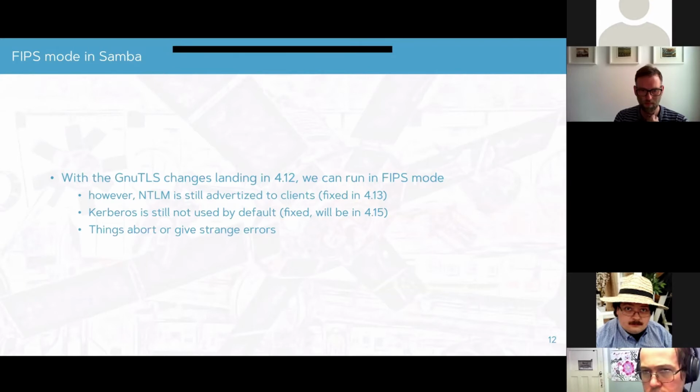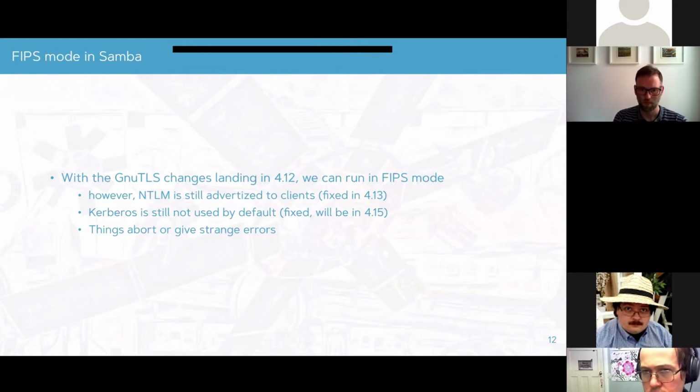So first, the clients were still seeing NTLM advertised. That was fixed in 4.13 now. And if you don't have NTLM, your client code was kind of failing unless you explicitly specified Kerberos. And now you don't need to.